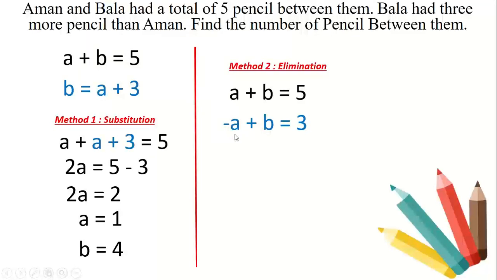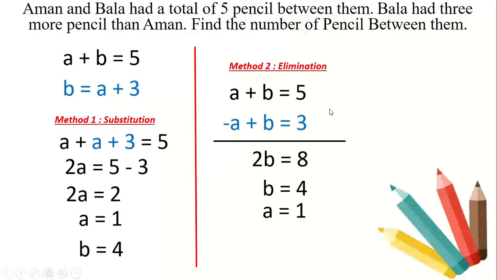Now I can see the coefficient of A being 1 and minus 1. So if I add these two equations, A plus minus A will get cancelled. B plus B is 2B. And on the right hand side, it's 5 plus 3. So 2B is 8, or B will be 4. Now if B is 4, I can back substitute the value of B in any equation to get the value of A. So A plus B is 5, A plus 4 is 5, so A is 1. So these are the two methods of solving linear equations in two variables.